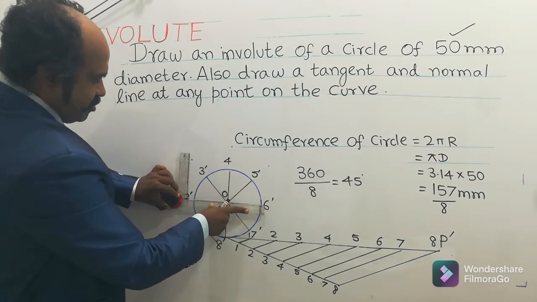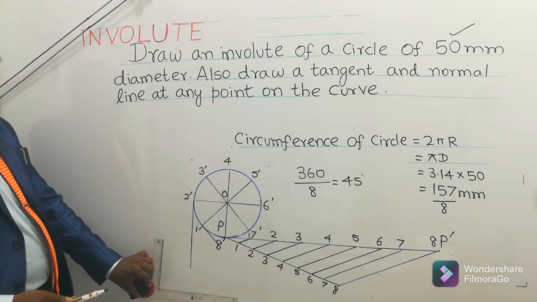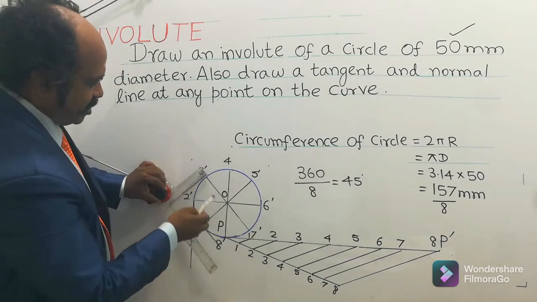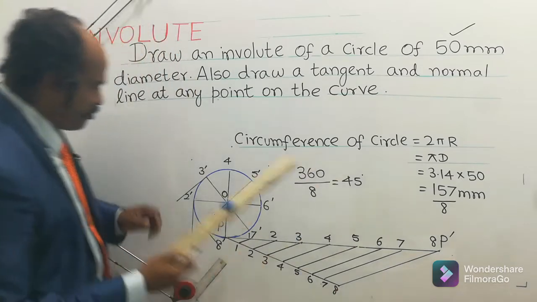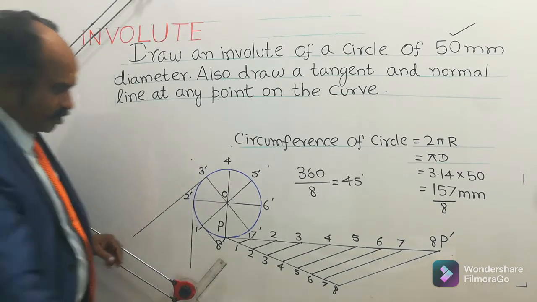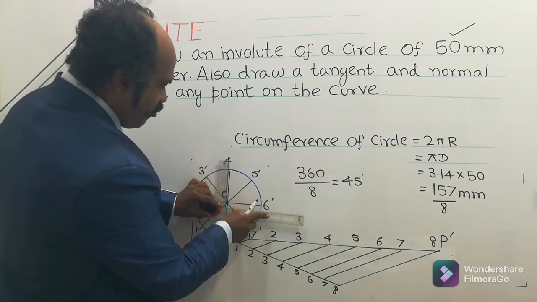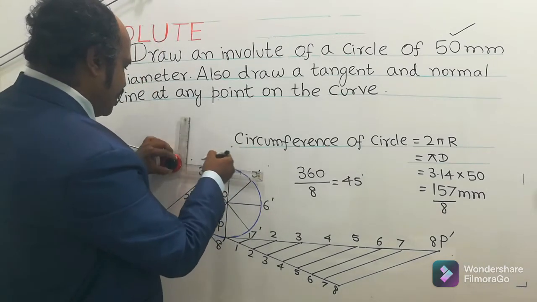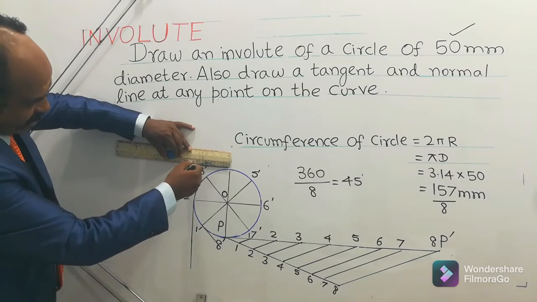Keep it on the O2 dash line, and draw the second tangential line passing through 2 dash like this. Okay? Next, place the scale on O3 dash, then draw a tangential line passing through 3 dash of the circle. The scale cannot be moved, so I use just an extended line. Next, place the scale on O4 dash and just draw a horizontal line passing through 4 dash. That is a tangential line. Or you can extend it using a freehand ordinary scale.